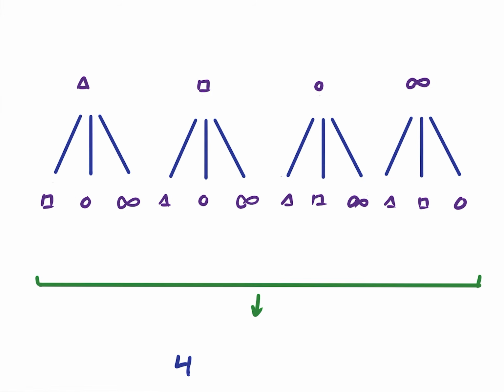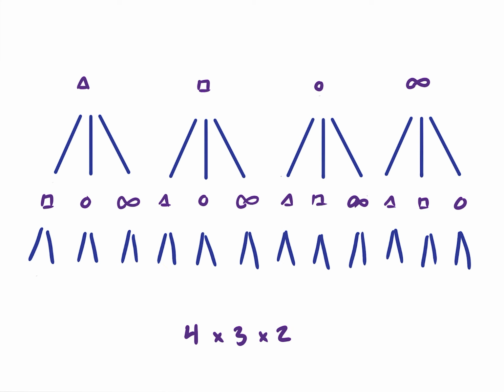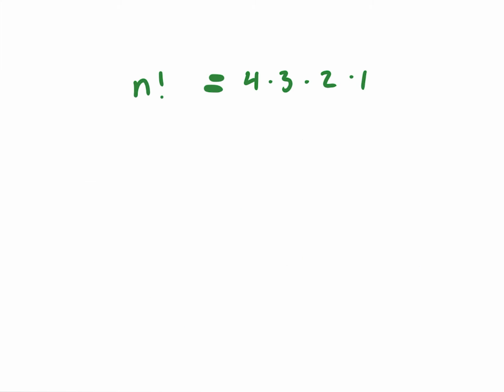We have the number of objects we start with, n, times n minus 1, the number of objects we have left for the next choice. And if we were choosing more than 2 objects, we would keep going, multiplying by n minus 2 to represent the number of options left for the third choice, and so on until we choose all of the objects. This can be written as n factorial.